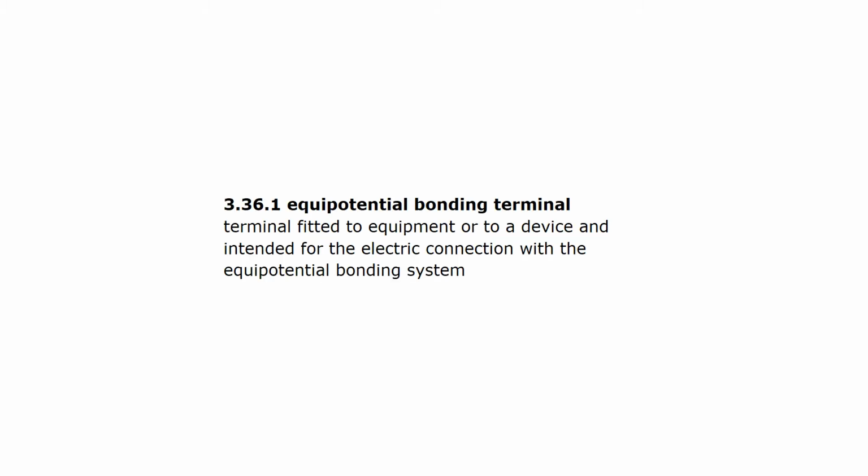Equipotential bonding. Equipotential bonding terminal: terminal fitted to equipment or to a device and intended for the electric connection with the equipotential bonding system. Functional equipotential bonding: equipotential bonding for purposes other than safety. Protective equipotential bonding: equipotential bonding for purposes of safety.